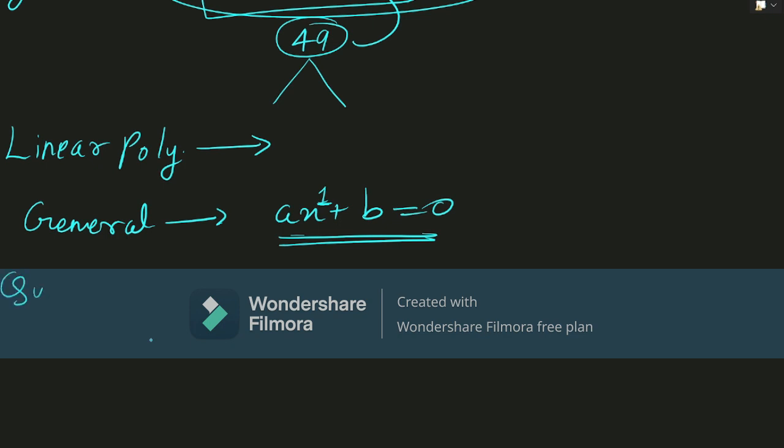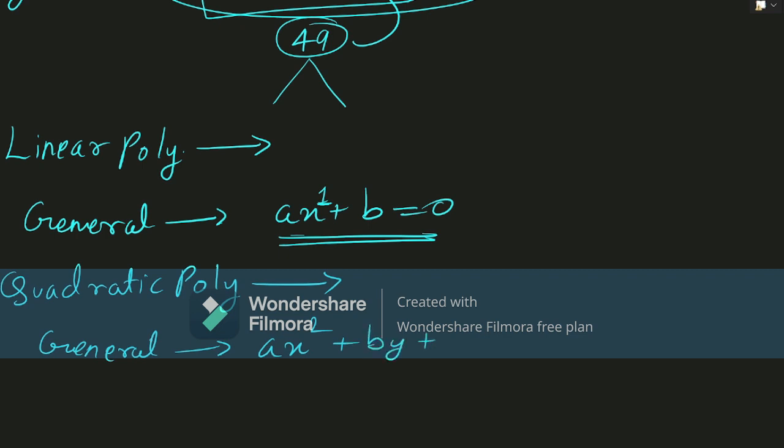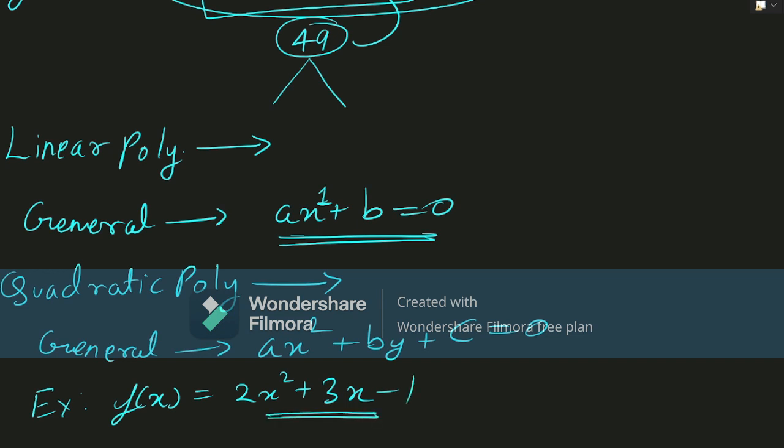Now what is a quadratic polynomial? Quadratic polynomial is a polynomial which has degree as 2, and the general form is ax square plus by plus c, suppose. So that's how a quadratic polynomial is. Now let me give an example so it will be more clear. Suppose we have f of x equal to 2x square plus 3x minus 1. This is a quadratic polynomial.